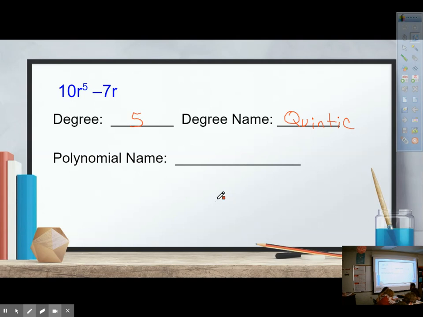And then what about the polynomial name, Cheyenne? What did you and your partners get for that? You got polynomial? Y'all agree with that? Yeah. Okay. Now, a polynomial name goes by the number of terms. So 10r to the 5th is one term. Negative 7r is the second term. So there are 2 terms, which makes it a what? It's actually a binomial. It is a polynomial, but it's a binomial.